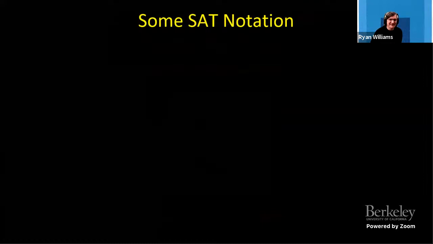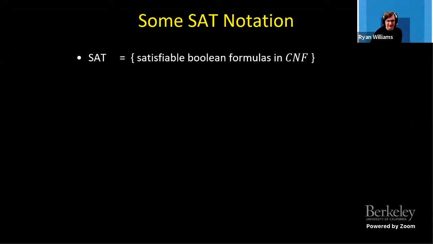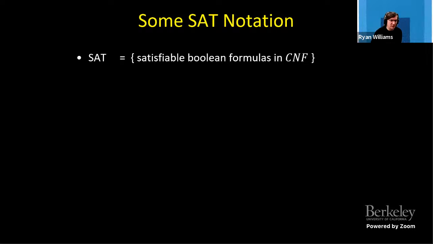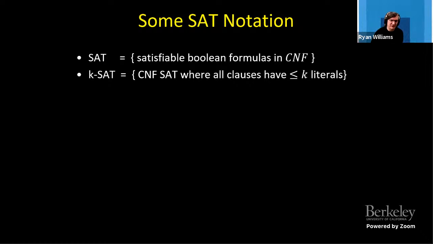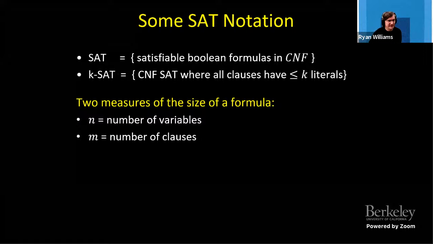We'll see. So before I begin, I'm going to make sure that we're all on the same page with the notation for SAT. I'm going to refer to SAT as just satisfiable Boolean formulas in CNF. I'm not going to look at anything beyond conjunctive normal form. KSAT will be CNF SAT, where all clauses have at most K literals. If you don't know what some of those terms mean, probably this is not the talk for you. I mean, it's probably not the workshop for you. Okay, so two measures of the size of the formula. I will always use N to mean the number of variables and M to be the number of clauses. Okay, just for the fixed notation.